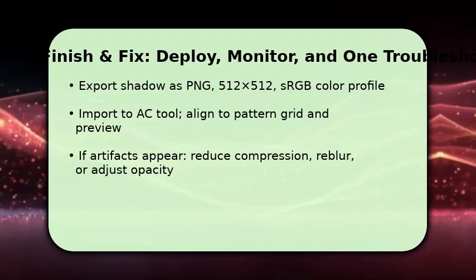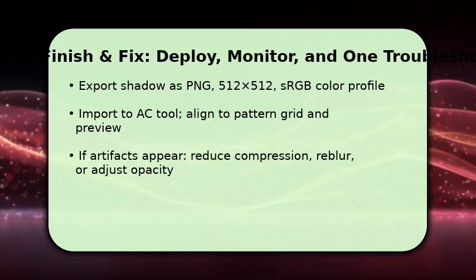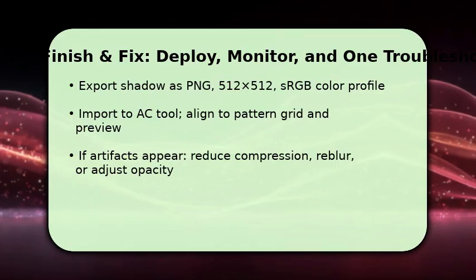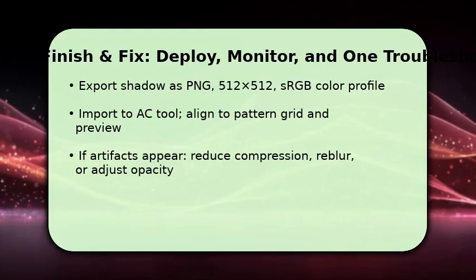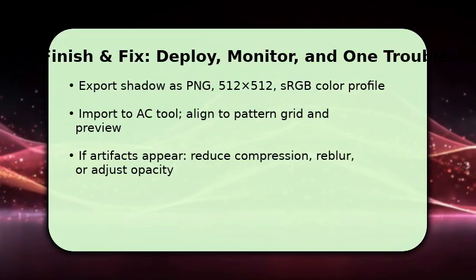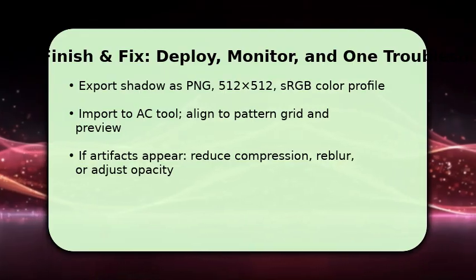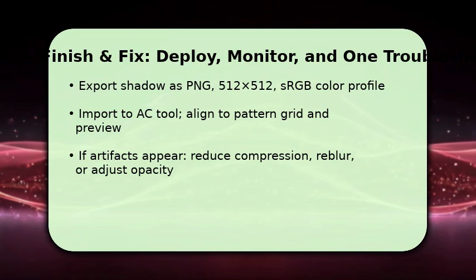Then import it into the AC tool, align the shadow to the pattern grid, and preview on the model. Rotate and check all angles. If you see hard edges or banding, reduce export compression, reapply a light blur, or lower shadow opacity slightly to blend better. Finally, save a backup of both the base and shadow files. This lets you iterate without losing earlier versions.